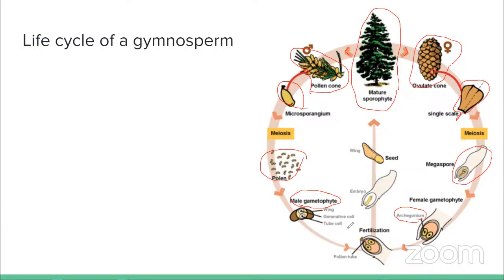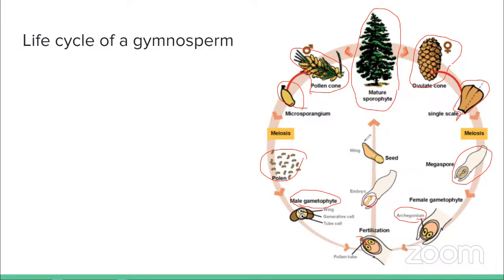So it's going to have various structures that help it move around, potentially wings. It's going to have dividing cells, generative cells, as well as tube cells, which are going to create a pollen tube to go down into the archegonium. Okay, so fertilization occurs, and then the embryo starts to develop. So the embryo is developing here where we saw the archegonium, in this structure that was at the base of the scale, the megaspore and the female gametophyte. So we can see that developing embryo here.